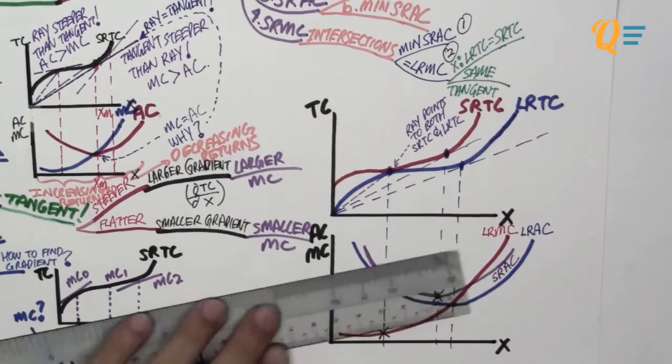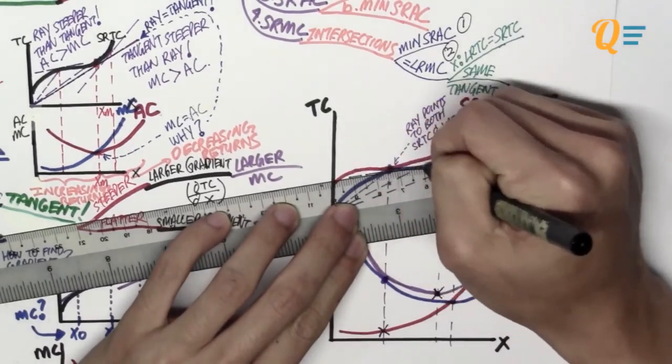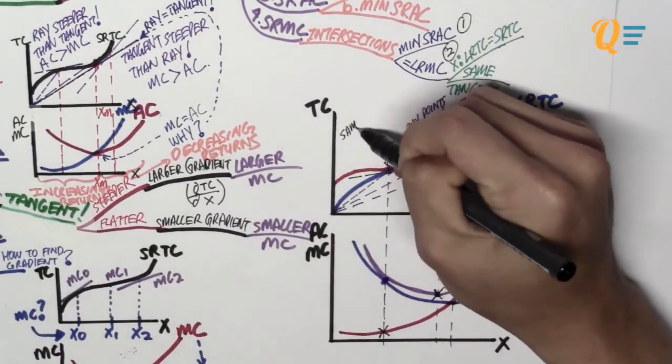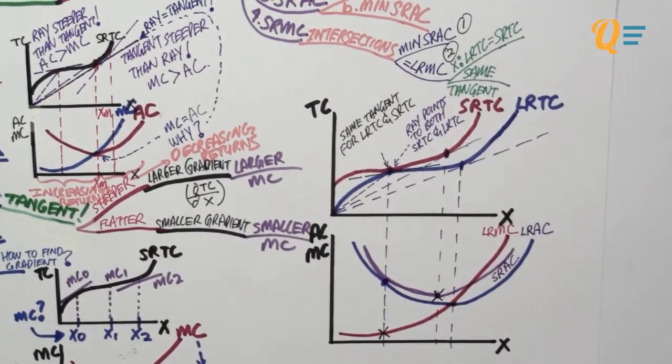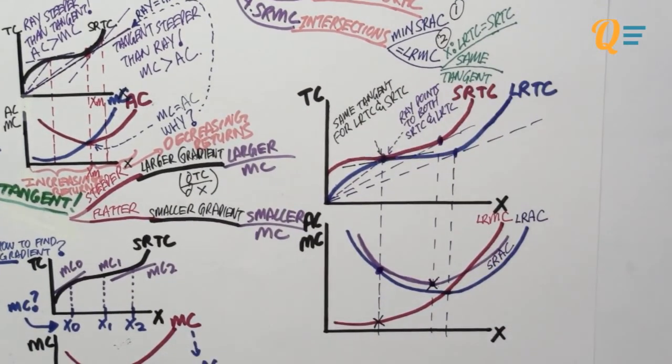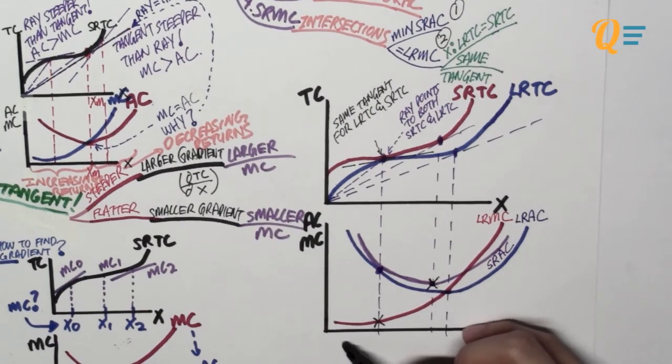Well, the reason is because at this quantity of X, the long run total cost as well as the short run total cost is going to share the same tangent. So when the tangent is the same, that means the gradients of both of them are the same. That means the marginal cost is going to be the same. So you got 2 points.